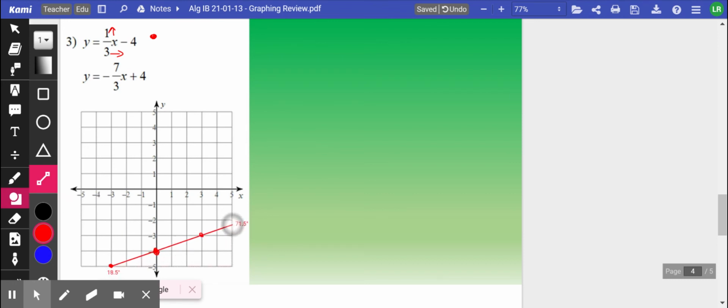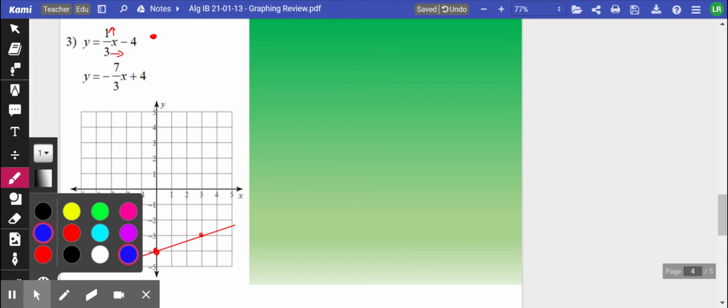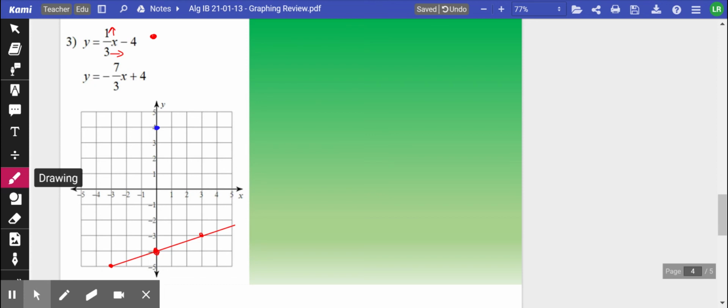And one of those data points that I just put on there is going to be the one where they intersect. Go to the next line. Y-intercept's +4. Okay, now this one's negative. Be careful that you see that. So this would be down 7, right 3. So down 7, right 3, they intersect right there.